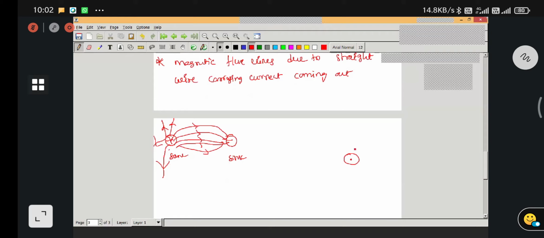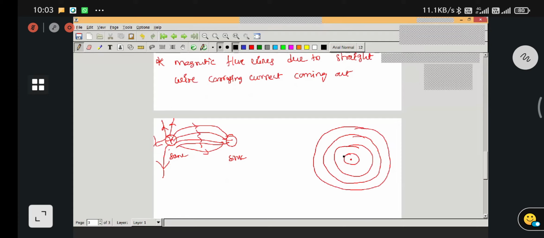I take some number of flux lines. This current I is like a conductor carrying the current I. This is the magnetic flux lines B in this direction. This is the conductor carrying the steady current I. We are using the right hand thumb rule. We can find out the magnetic field intensity, magnetic flux density, flux lines. In this flux line, the direction is anticlockwise.